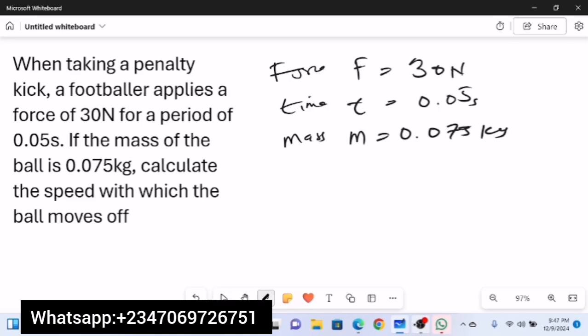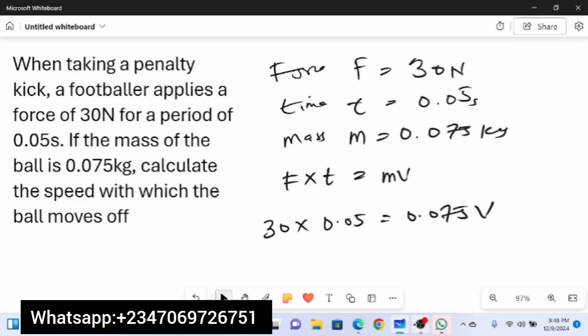So once again, we employ Newton's second law as applicable to momentum. Just like we did previously, impulse, which is force times time, is equal to the change in momentum, mass times velocity. Simple. So we have to find the velocity. Now what is force? From the question, force there is 30 newtons, multiplied by time, 0.05 seconds. This is equal to the mass of the object, 0.075, multiplied by velocity v, which we are looking for.